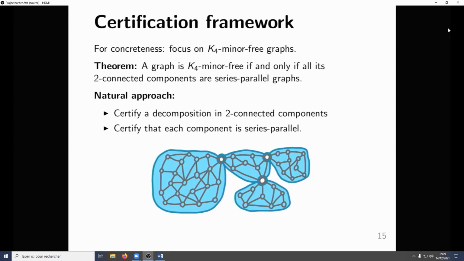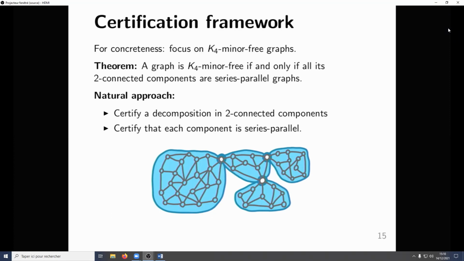Okay. And well, then you take your book of graph theory from the shelf and you open it, and there is this theorem that says that a graph is K4 minor free if and only if its 2-connected components are series parallel graphs. So that might be good news if you can certify this 2-connected thing and series parallel, and it might be bad news if you cannot do that. And well, the good news is that we can do that.